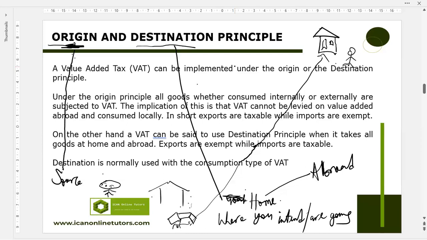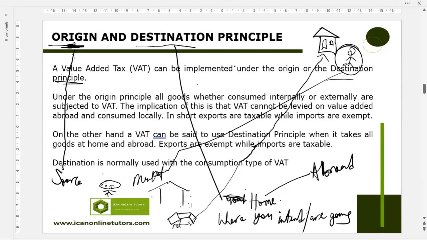Okay. So now, value-added tax can be implemented under the origin or destination principle. That is, looking at the source. Where is it coming from? So where is this person coming from now? She's coming from her house. Where is she going to? She's going to the market, isn't it?